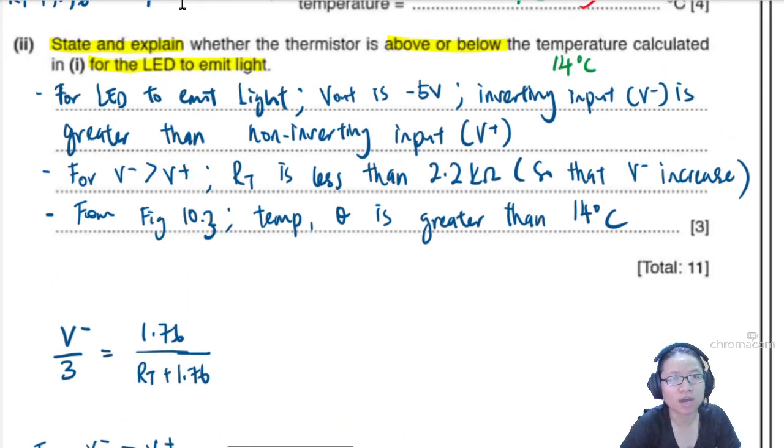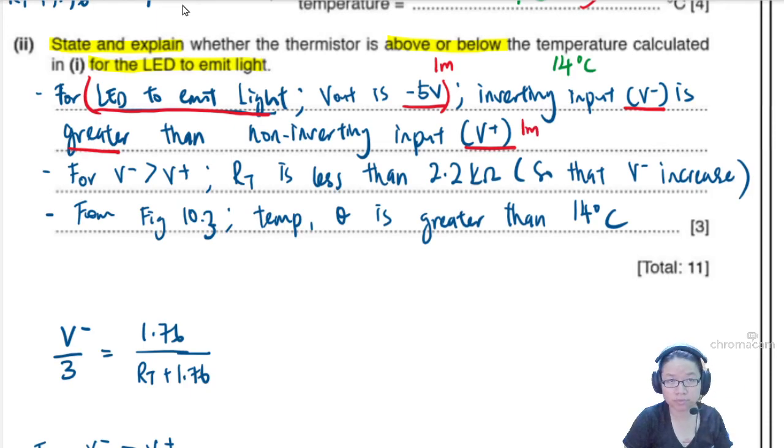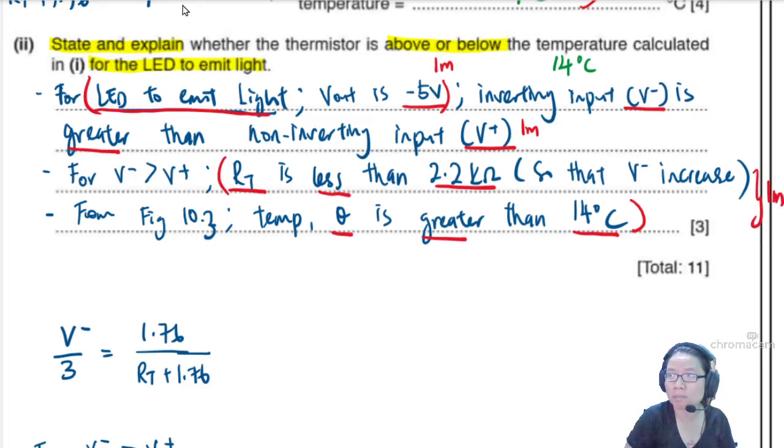Number 1, you state that for LED to emit light or for LED to turn on, the V out is negative. Okay, this one is 1 mark. Second mark, inverting input is greater than non-inverting input, 1 mark. Okay. Third mark, for this to happen, RT less than 2.2, and because of this, theta is greater than 14. This whole thing in its entirety is 1 mark.